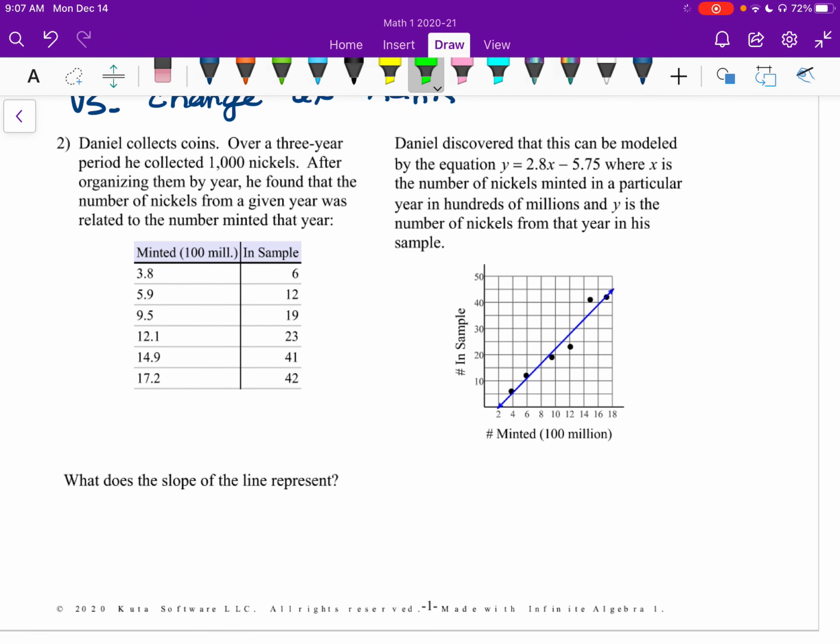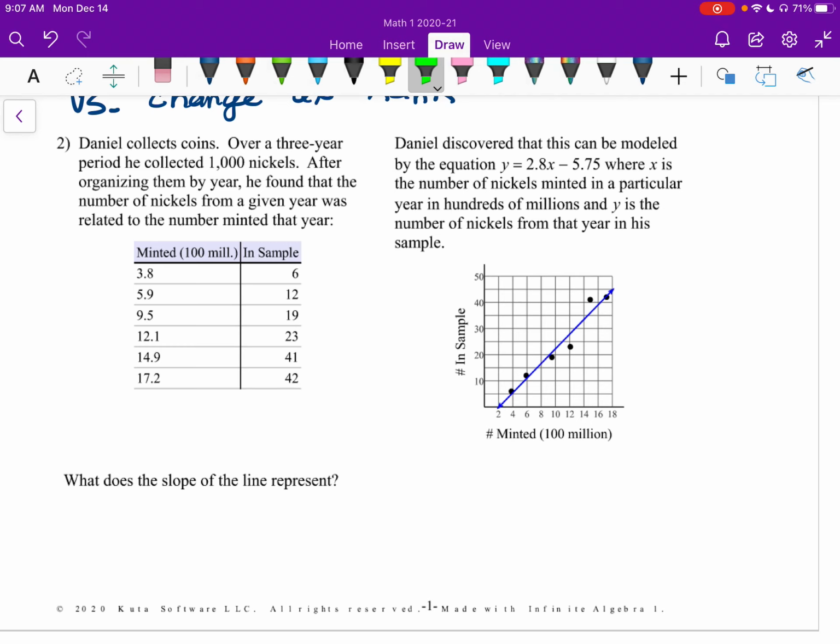Daniel collects coins. Over a 3-year period, he collected 1,000 nickels. After organizing them by year, he found that the number of nickels for every given year was related to the number minted that year. And minted means created. So he's talking about how many coins he has versus how many coins were created that year by the government. So we can see our data there, minted by 100 million, and then in his sample, in his collection.